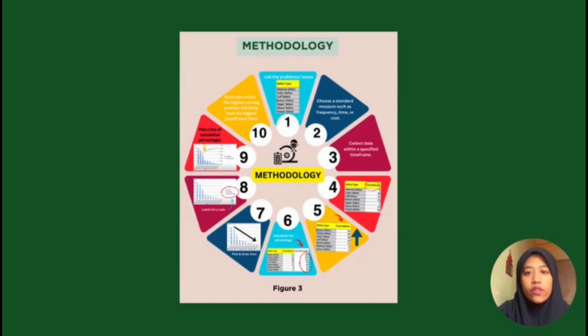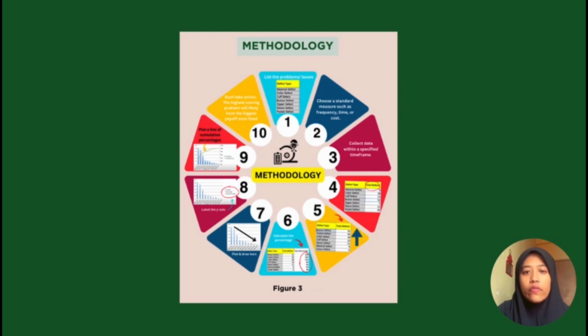Here is the process of making a Pareto chart. Firstly, develop a list of problems or issues to be compared. Secondly, develop a standard measure for comparing the items, for example, how often it occurs, such as frequency, how long it takes, which is time, and how many resources it uses. Next, choose a time frame for collecting the data. For each item, tally how often it occurred. Then add these amounts to determine the grand total of all items.